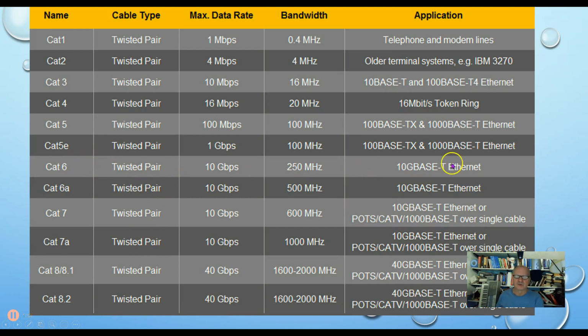Cat 6 is probably the most common that we have today. And you can get a little bit better bandwidth out of 6A, but typically 6 is what we're using, and of course we try to put in a little bit higher than what we actually need. Once we get up here to 8, we start to get into the 40 gigabit speeds. So horrendous speeds when we get up here.